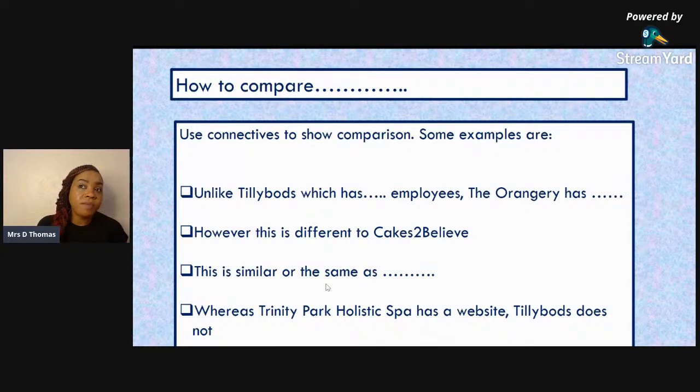These are just some examples. I've placed them here so you can use them. How to compare, it just shows you how to compare. I won't read it out for you. So you remember, you state what one business is doing, and then you use in comparison to. So you'll use similarly to, or different to. These are some of the sentences. Please refer to them if you get stuck.